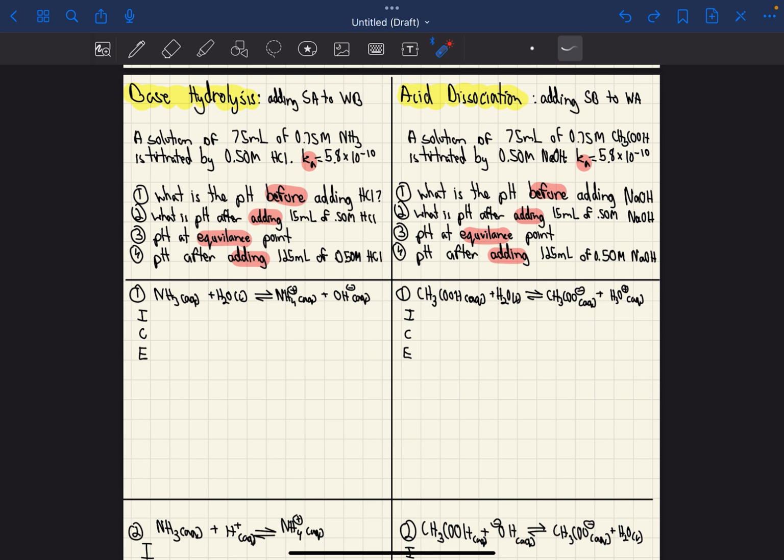So it's the basic structure, right? You're going to start with some volume of your weak base. NH3 is a weak base, right? And if you look at the acid dissociation part, you're going to start with a weak acid. All base hydrolysis is, is you're adding a strong acid to a weak base, and acid dissociation is you're adding a strong base to a weak acid.